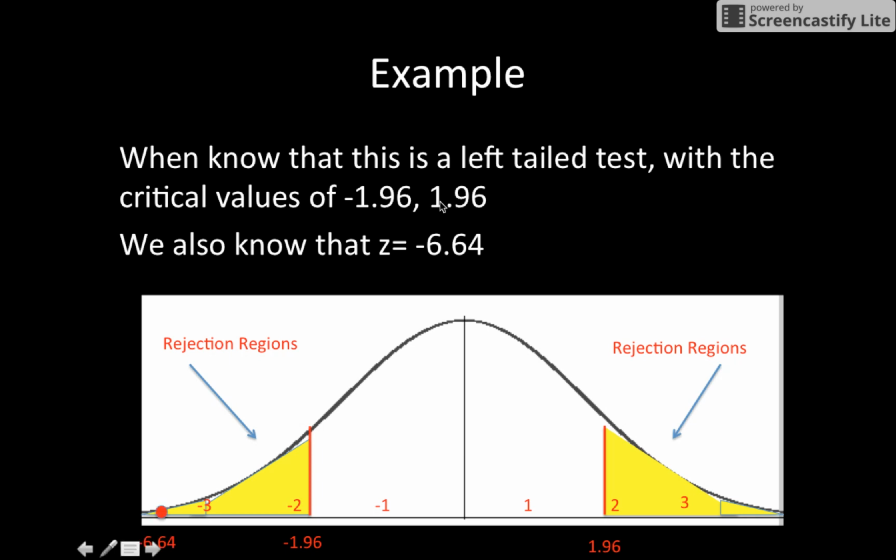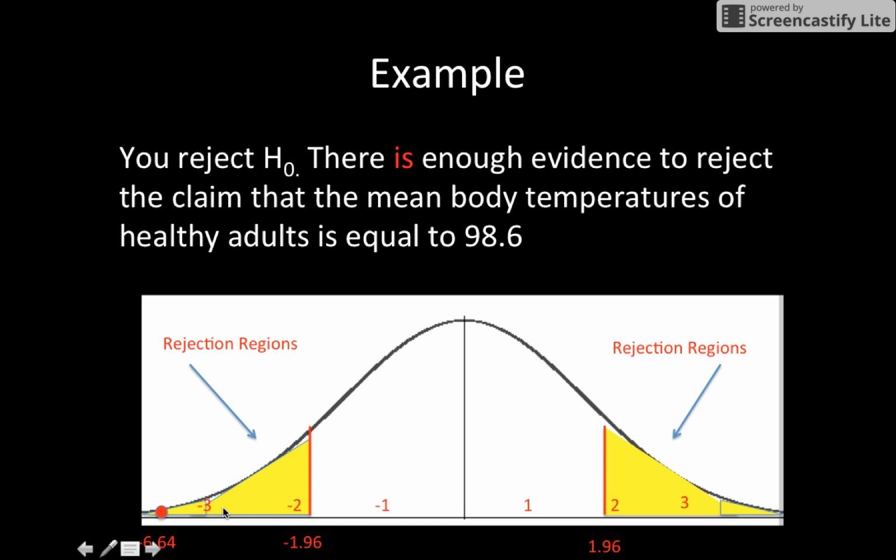Then your value of z equals negative 6.64 is all the way at the end. But you can tell that it is in your rejected region because it is located in this region. So we're going to state that you reject your null hypothesis, and there is enough evidence to reject the claim that the mean body temperature of healthy adults is equal to 98.6. I hope I explained that to the best of my ability, and I hope you enjoyed.